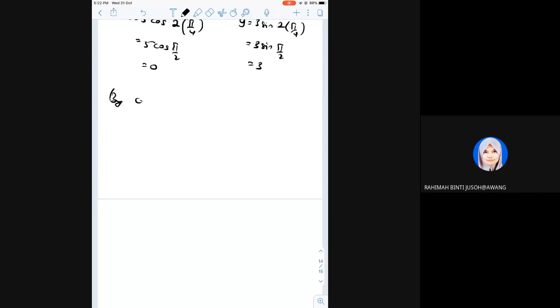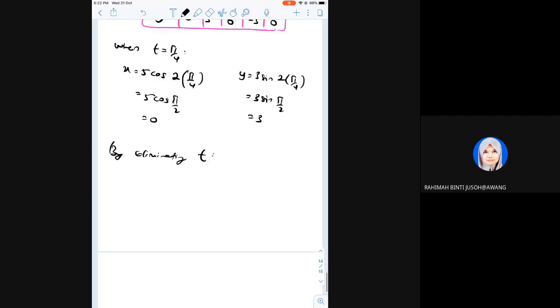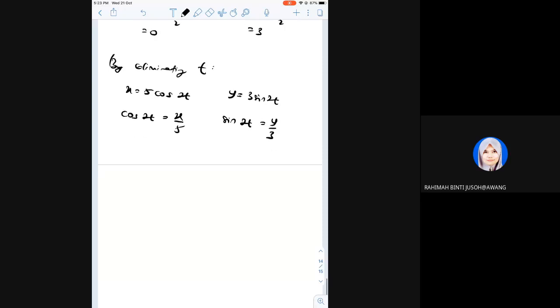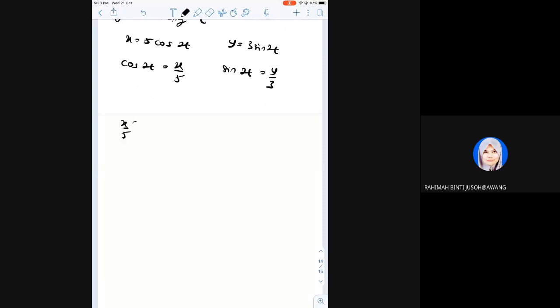Okay, by eliminating t, we will have, okay, kita ada tadi x equals to 5 cos 2t and then y equals to 3 sin 2t. So cos 2t equals to x over 5 and then sin 2t equals to y over 3. Okay, so x over 5 squared plus y over 3 squared equals to cos squared 2t plus sin squared 2t.